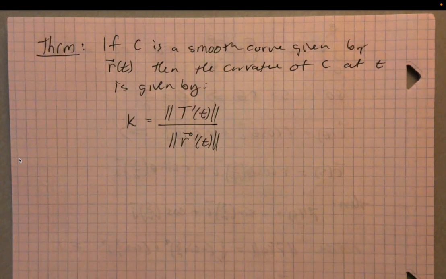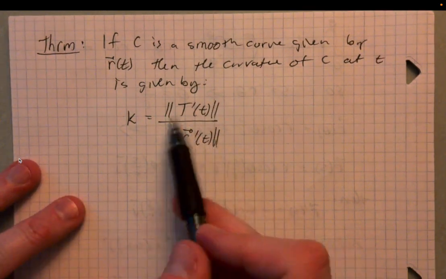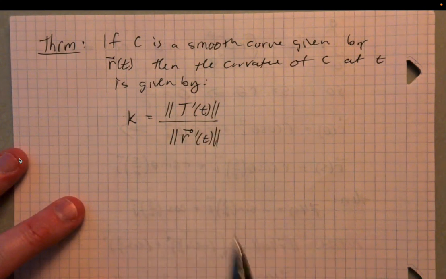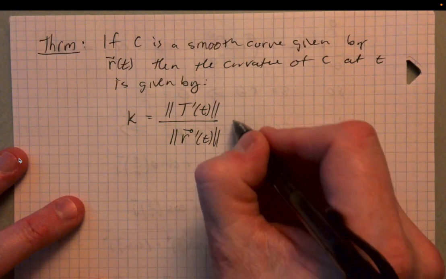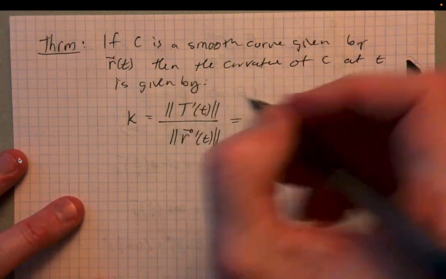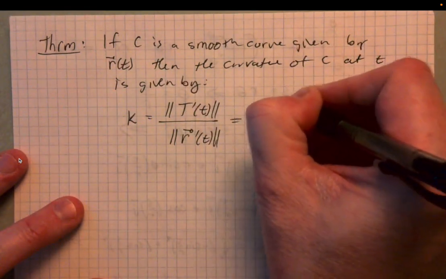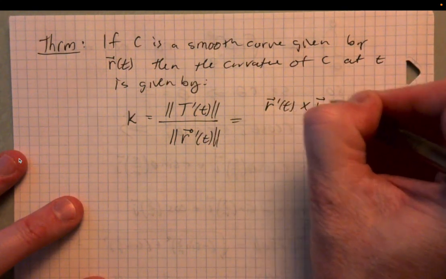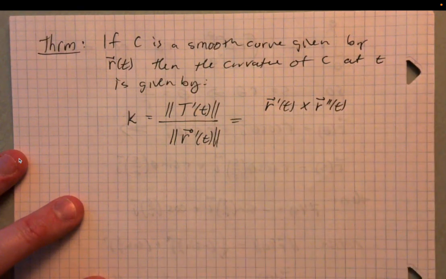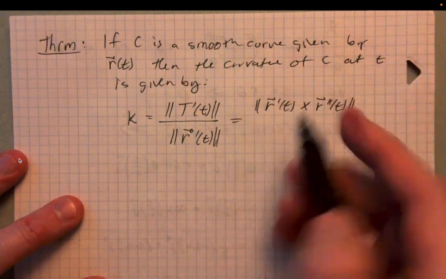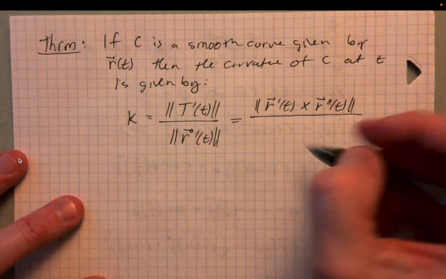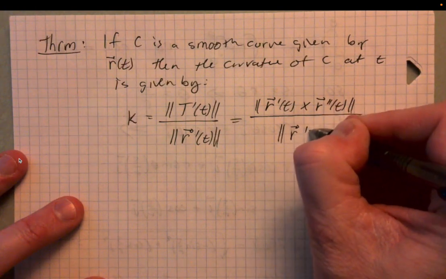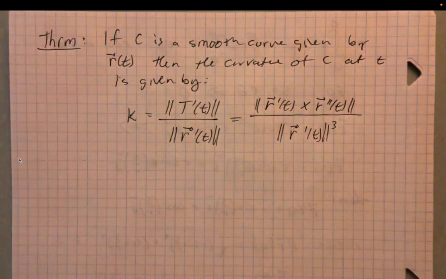So you find the unit tangent vector, differentiate it, take the norm, and divide that by the norm of the derivative of the original function r. An equivalent expression would be to take r prime of t crossed with the second derivative of r, take the norm of that, and then divide that by the norm of r prime of t cubed.